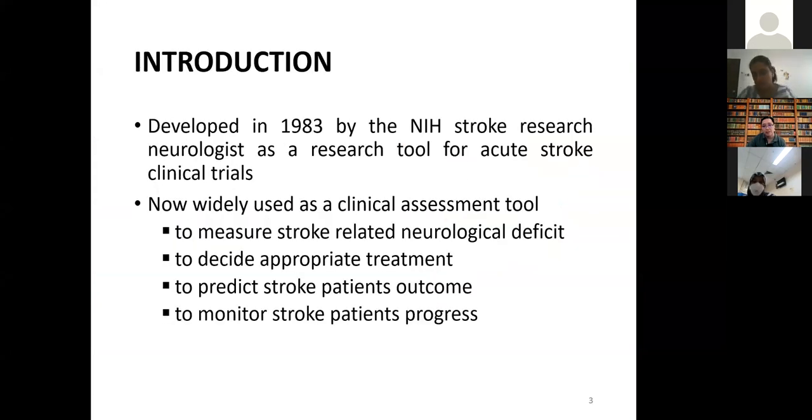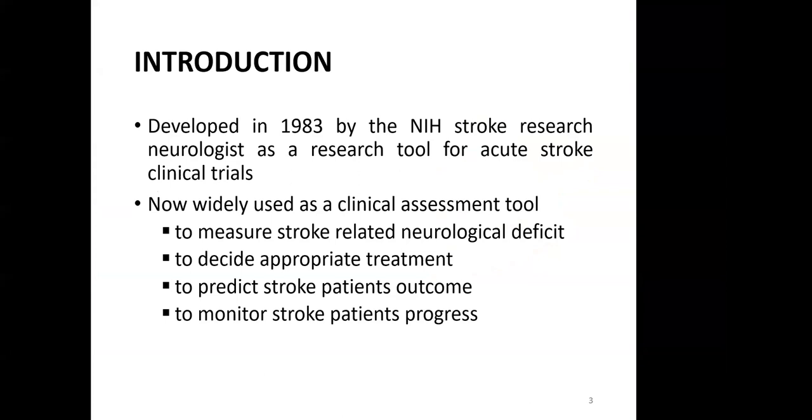So NIHSS was actually developed back in 1983 by the NIH stroke research neurologists as a research tool for acute stroke clinical trials. But now it has been widely used as a clinical assessment tool instead. Number one, to measure the stroke-related neurological deficit. Number two, to decide appropriate treatment, to predict the stroke patient's outcome, and to monitor the stroke patient's progress. So we can see NIHSS like a GCS score, whereby we communicate with another person or a consultant over the phone to tell them the patient's condition, rather than telling each and every component. We tell a number, then they can roughly know, oh, this is bad, or this is actually a mild stroke.